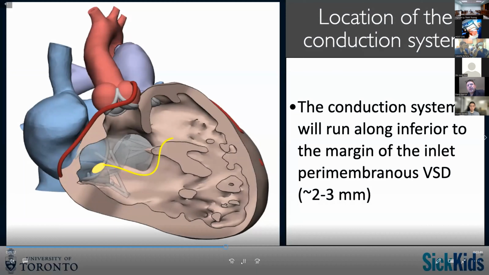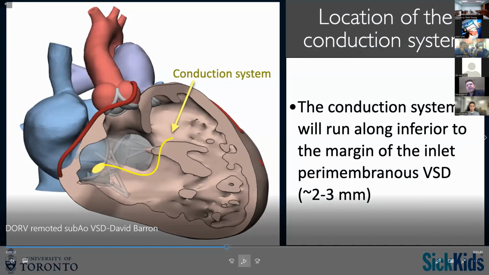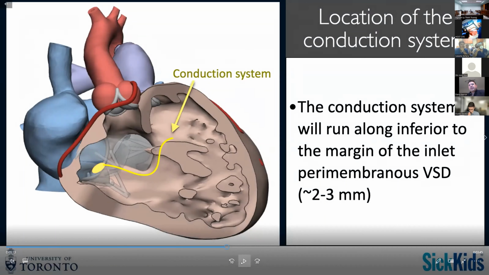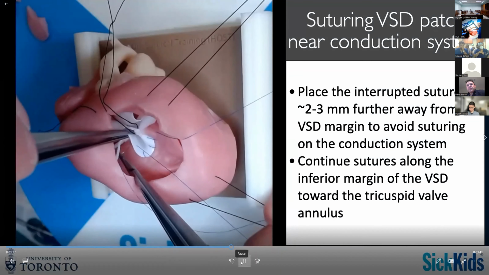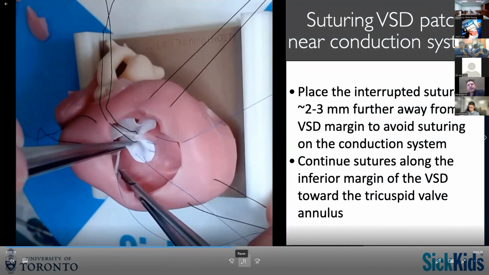So that's just to remind you where the conduction is in these sort of defects. It's still perimembranous, this defect, although it's very inlet. It's still perimembranous. So we have to make sure that we avoid the inferior margin of the VSD as we come up the inferior border. That's where the conduction risk is.